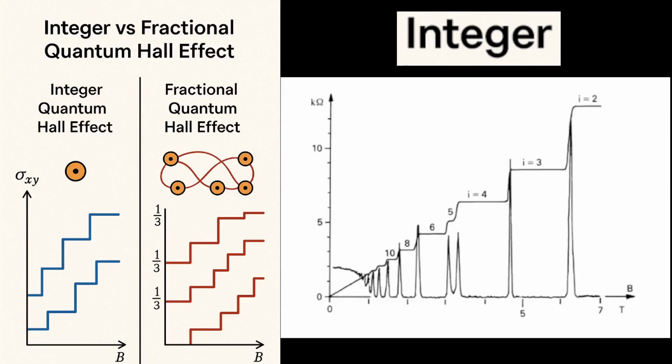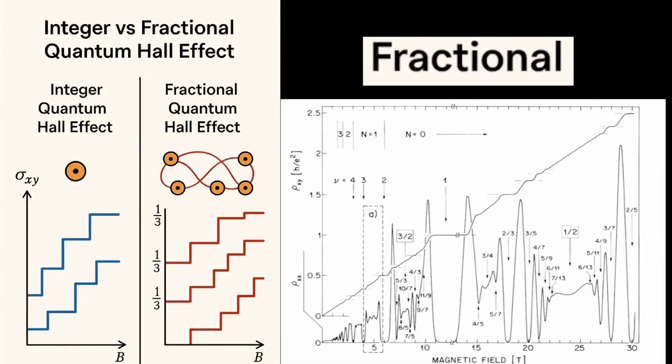Segment 1. Integer versus fractional quantum Hall effect. We begin by contrasting the integer quantum Hall effect, IQHE, a single particle phenomenon explained by the quantization of Landau levels, with the fractional quantum Hall effect, FQHE, a many-body phase that arises from electron-electron interactions. This sets the stage by highlighting how quantum correlations reshape the nature of quantization itself.